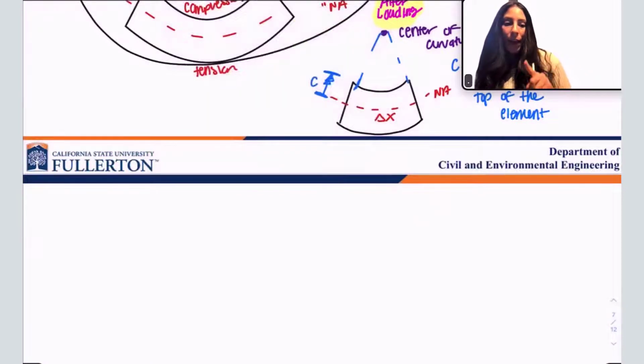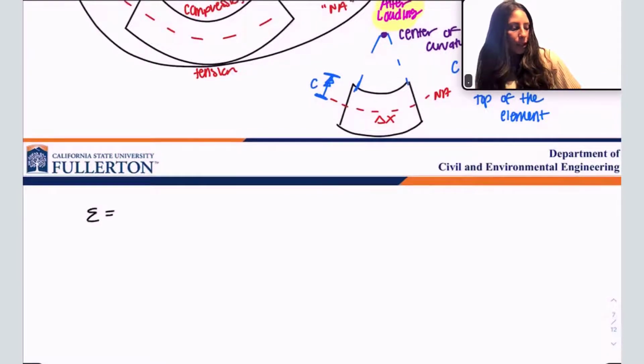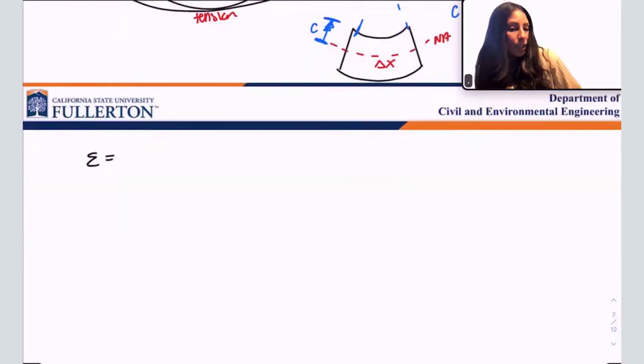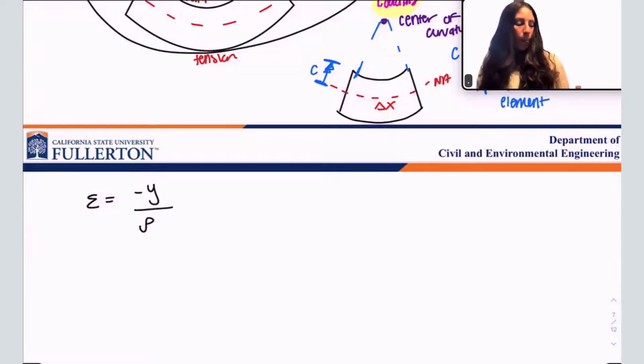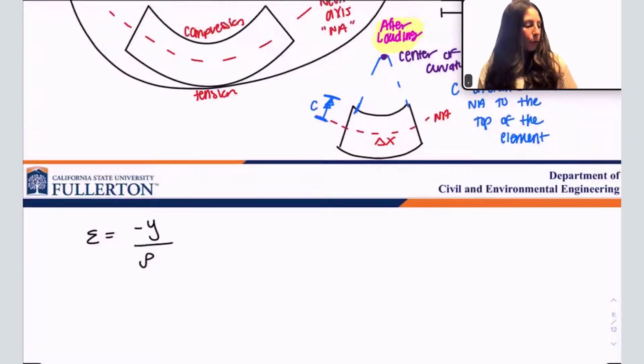Okay, we can calculate normal strain from any distance from the neutral axis, right? So what is strain? Remember, strain is epsilon. And we're going to say that this is some distance from the neutral axis divided by rho. I've skipped a few steps in the derivation, but we're going to say that this is negative y divided by rho. Where did I get y and rho from? I'm going to show you.